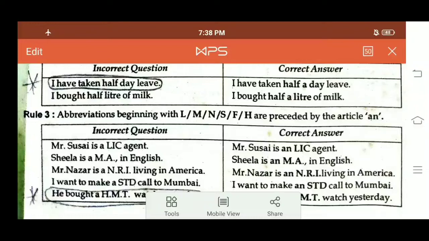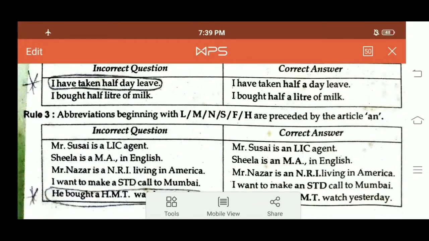An LIC agent. Sheila is a MA in English is incorrect. Sheila is an MA in English. Whenever you find abbreviations, that should be preceded by an. Mr. Nazar is a NRI living in America. NRI means non-resident Indian. Mr. Nazar is a NRI is incorrect. Mr. Nazar is an NRI living in America is right.